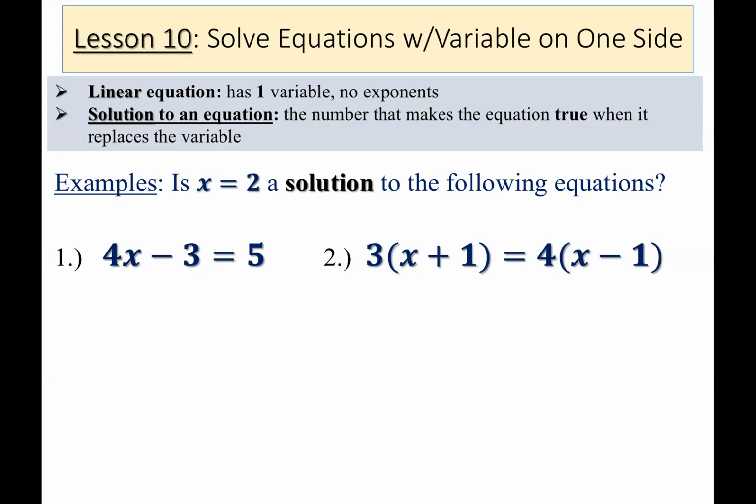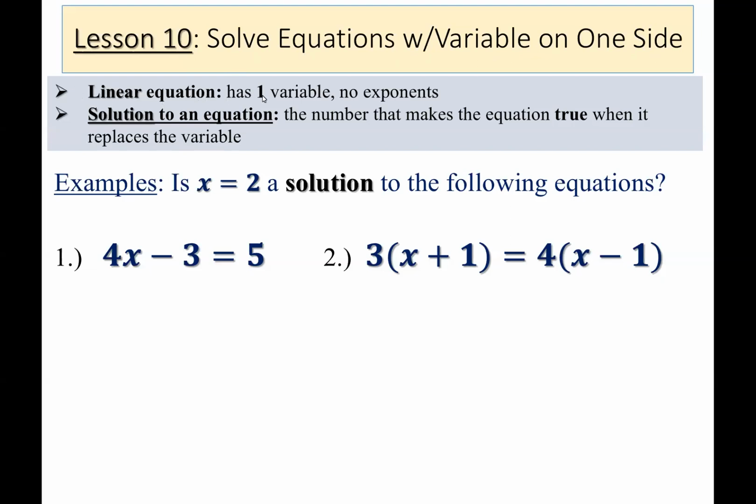All right, welcome to lesson 10. In this lesson, we'll be solving equations, and it's a specific kind of equation we're going to be solving called linear equations. We're going to be focusing on equations with variables on one side, meaning on one side of the equal sign. All right, so a linear equation, those are the kinds that we'll be dealing with in this class.